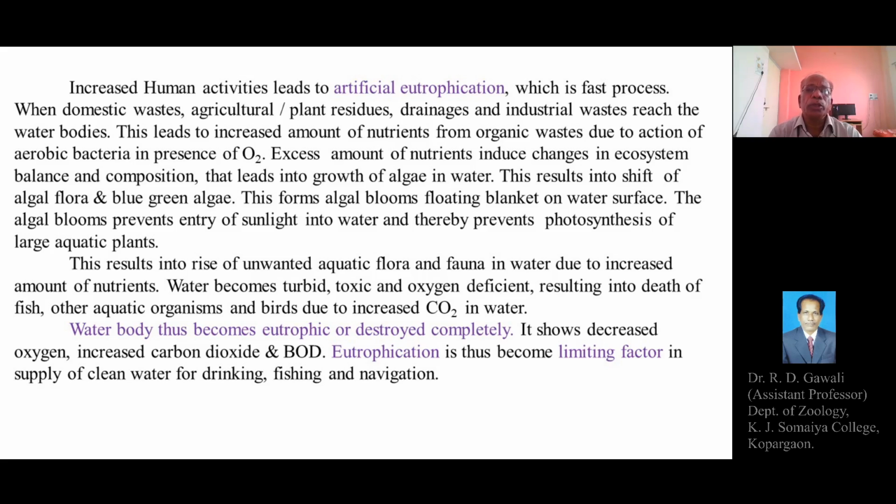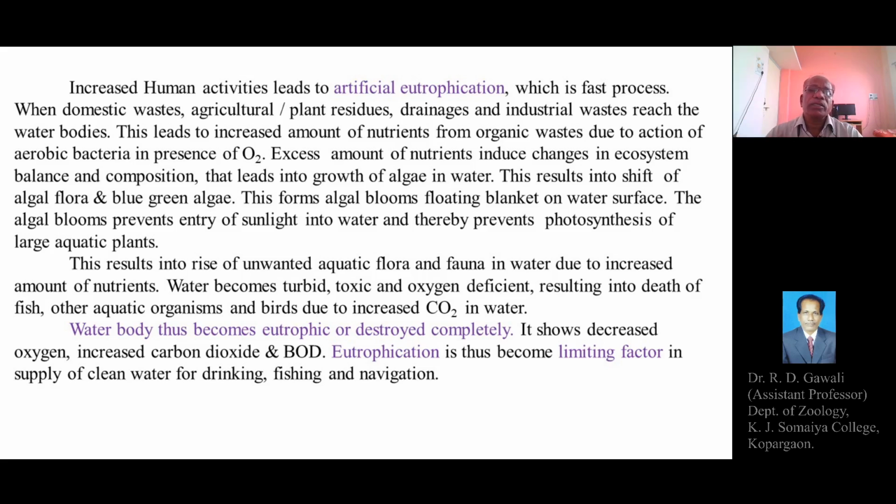So, the main cause of eutrophication is the increased quantity of nutrients that results in the growth of unwanted aquatic flora and fauna, or plants and animals, and thus water becomes turbid, toxic and oxygen deficient. So, this will increase biological oxygen demand due to the decreased quantity of oxygen, and the fauna present in the eutrophic pond or eutrophic water will not get an adequate supply of oxygen due to the increased quantity of carbon dioxide in the water. So, the water becomes turbid, toxic and oxygen deficient, resulting in the death of the fish.